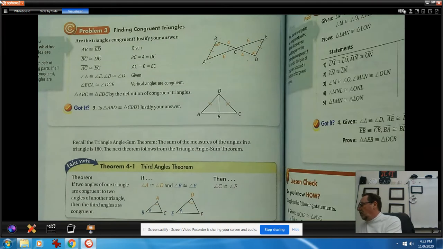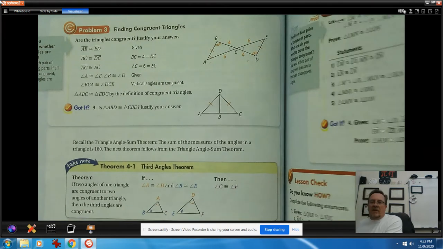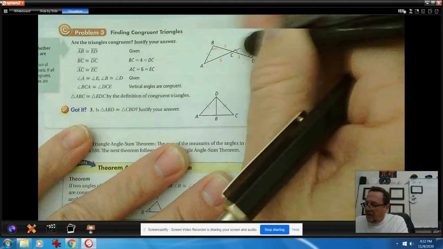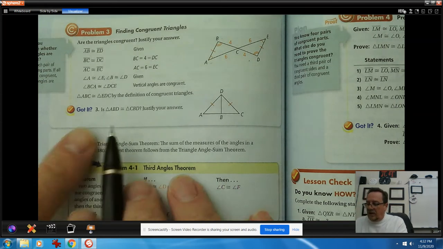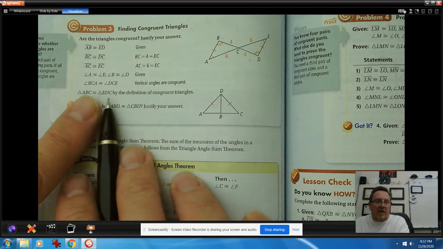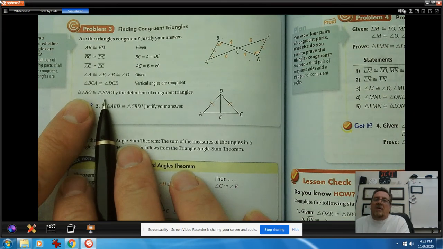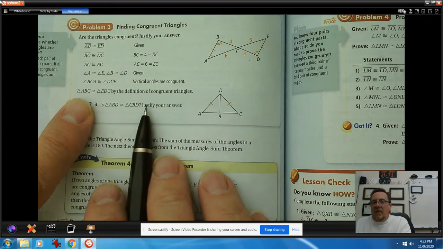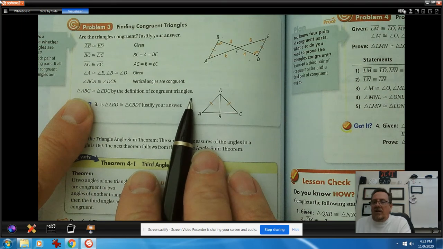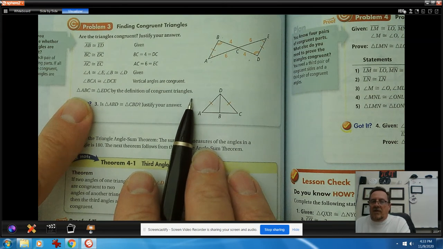So we can say that the three angles in one triangle are congruent to the three angles in the other triangle, and that gives us all of the corresponding parts congruent. Therefore, we can say the triangles are congruent. Notice that they've written the congruent statement down here that says triangle ABC is congruent to triangle EDC by the definition of congruent triangles. What is the definition of congruent triangles? It just means that the two are the same size and the same shape. It means all of their corresponding parts have the same measures.